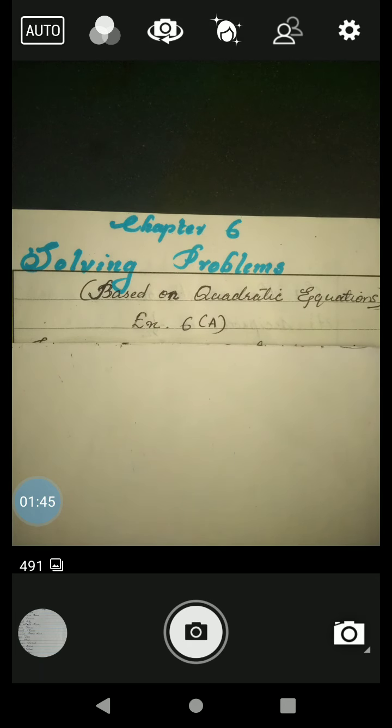Okay. Now let's start one question in exercise 6A. Question number 7. I'll read the question. The sum of the squares of two positive integers is 208. If the square of the larger number is 18 times the smaller number, find the numbers.